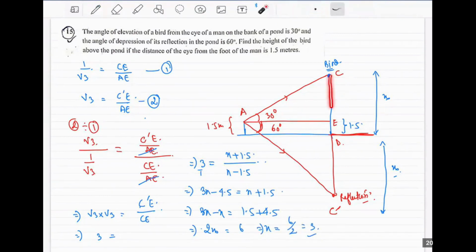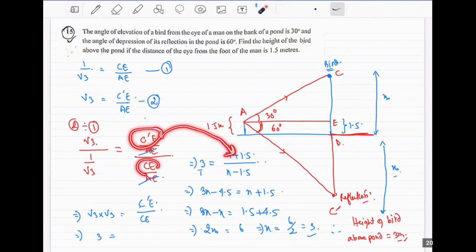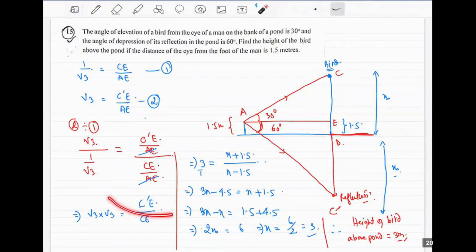What we wanted was CD, right? CD we have taken as x, and we have found out the value of x also. X is 3 meters. So you can say here, therefore, let me write it in red: height of the bird above the pond is 3 meters. All right, very easy. You just have to understand the division and how C prime E is made into this and how CE is made into this. That's it. Okay, copy this. Order goes this way.